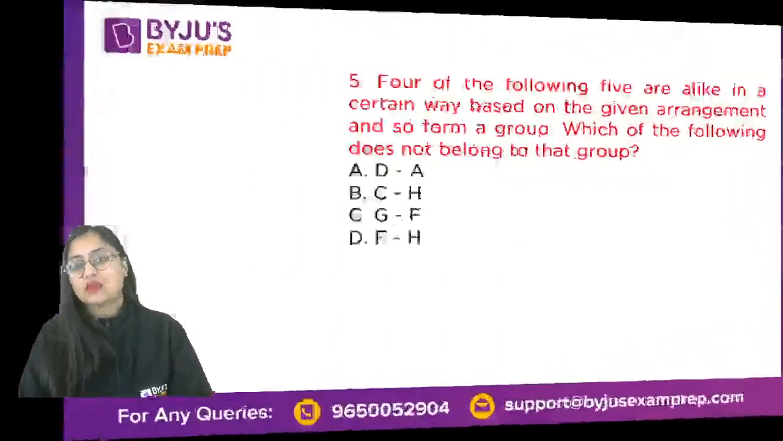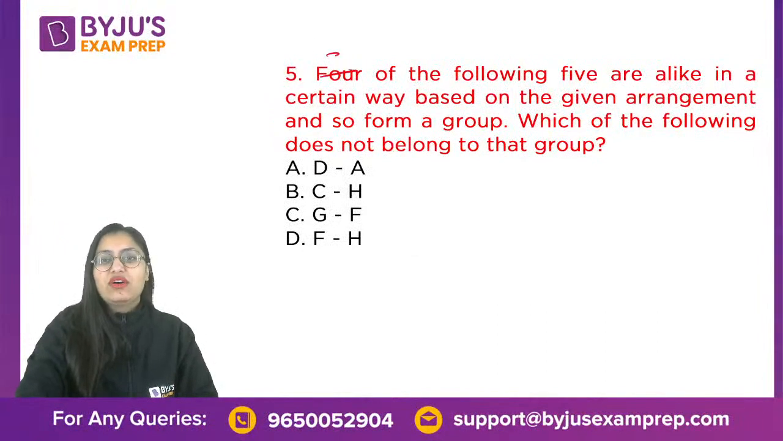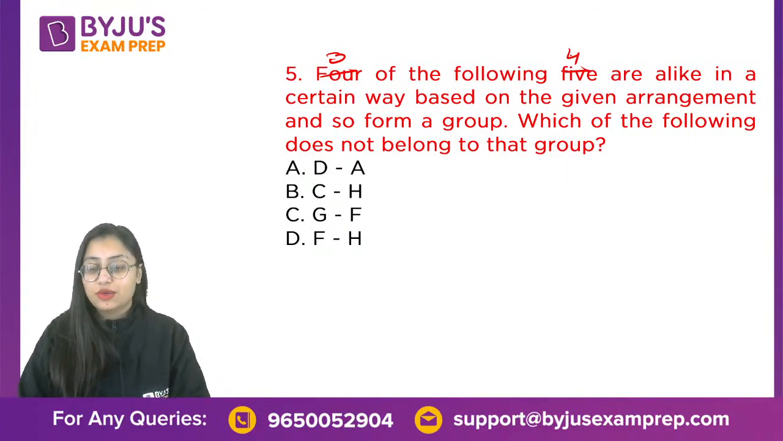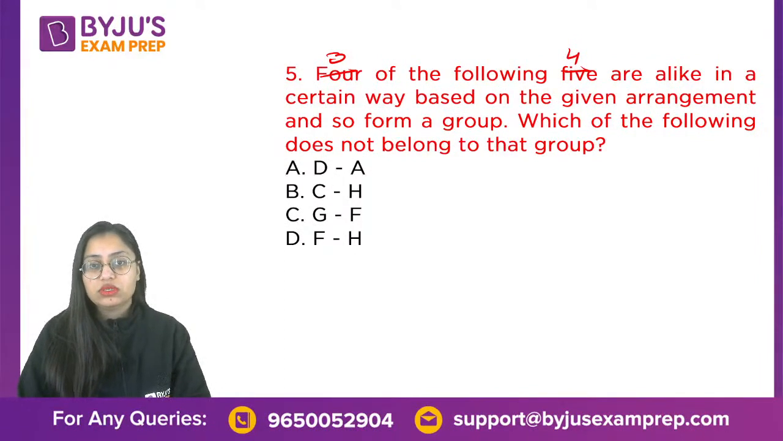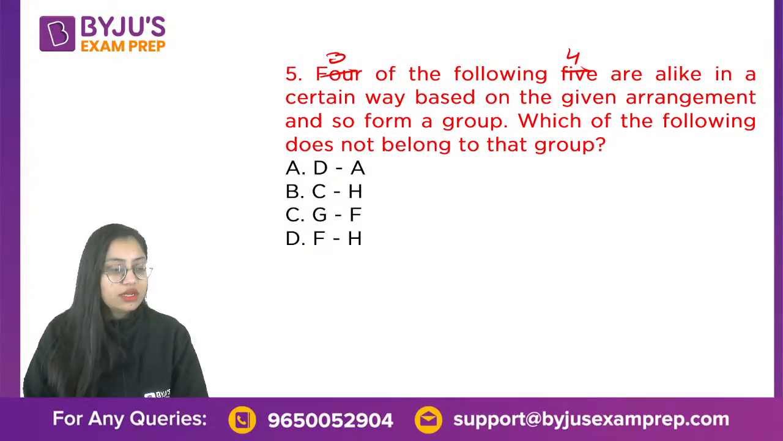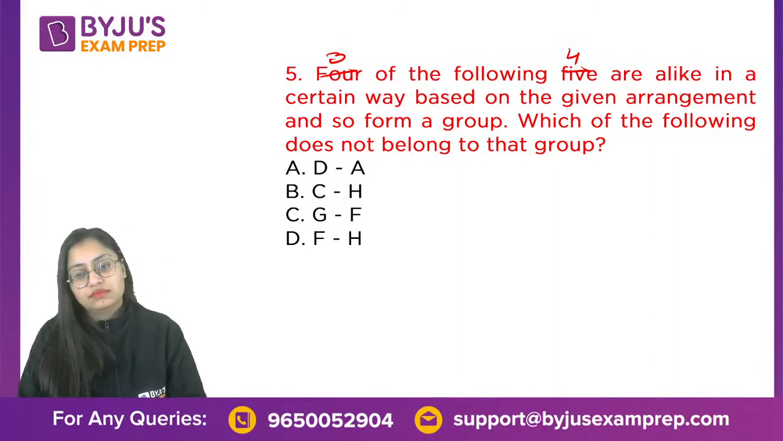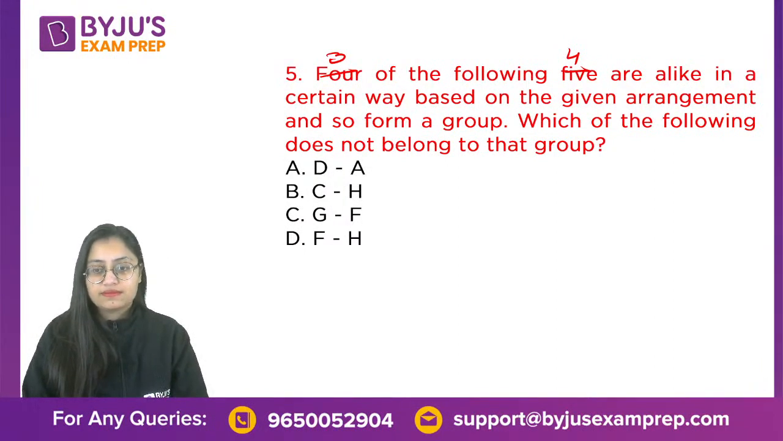Okay, the next question, and the last question based on this. Three of the following four are alike in a certain way based on the given arrangement. So which of the following does not belong to that group? They're expecting you to do odd one out. Out of these four options, find out the odd one out. Okay, so the correct answer to this question is option D.